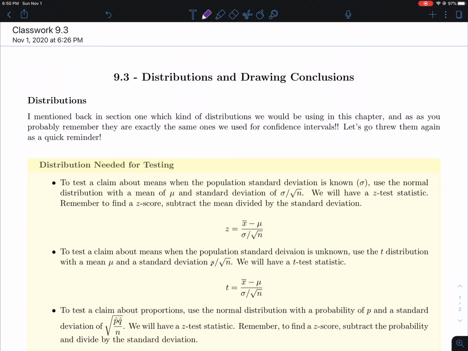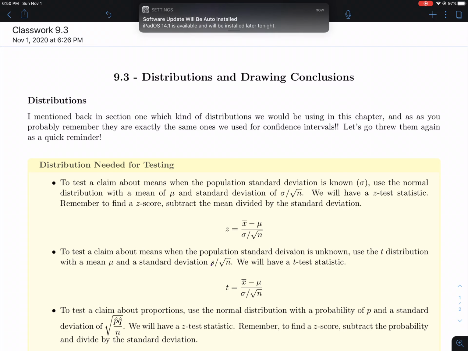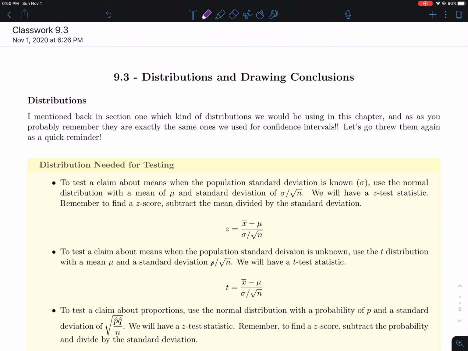Today we're going to be continuing on with our study of hypothesis testing and actually getting in to try to do some hypothesis testing for the first time, instead of just setting them up and stuff like that. So it should be fun.